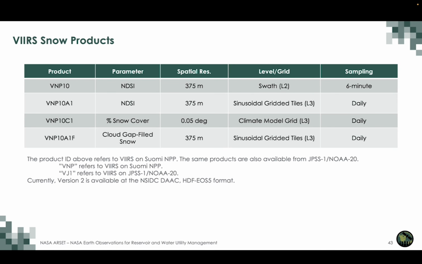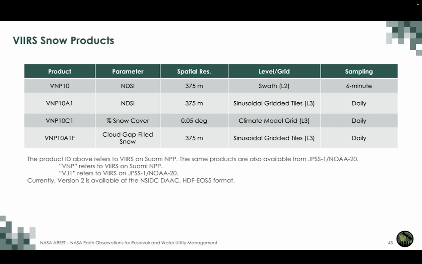Moving on to the newer generation of sensors, here's the suite of VIIRS snow products. A major advantage of VIIRS for watershed management is the improved spatial resolution. As you can see, the core products provide 375-meter resolution, which gives us even sharper detail over complex mountainous topography compared to the older MODIS sensors. One specific product I want to highlight for hydrologists is the VNP10A1F, which is the cloud gap-filled snow product. By automatically filling in areas obscured by clouds using recent clear sky data, it provides data managers with a continuous, uninterrupted view of basin snowpack.